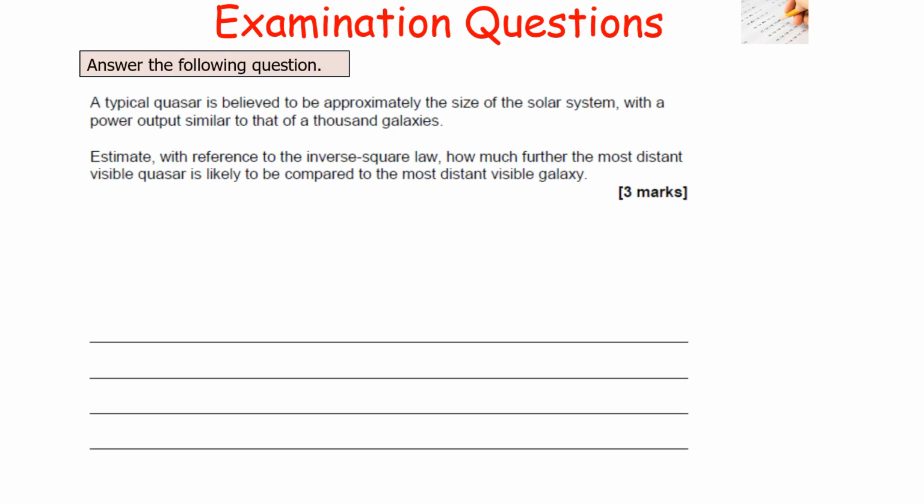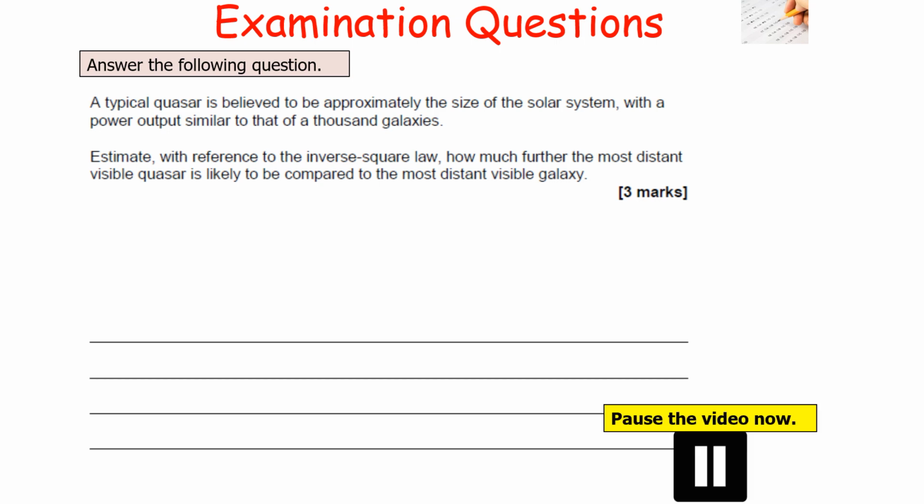The next question says, a typical quasar is believed to be approximately the size of the solar system, with a power output similar to that of 1,000 galaxies. Estimate with reference to the inverse square law how much further the most distant visible quasar is likely to be compared to the most distant visible galaxy. So pause the video now, then unpause the video when you want to go through your answer.